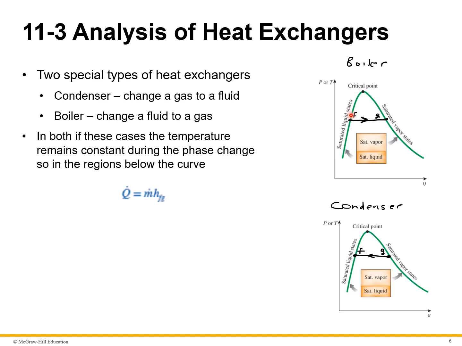So in a boiler, if you apply heat, the temperature stays constant until all the liquid turns to vapor, and you're at the saturated vapor point, the g point. And only then does the temperature rise. It's similar to a condenser, except you're going the other way. You're going from g to f.